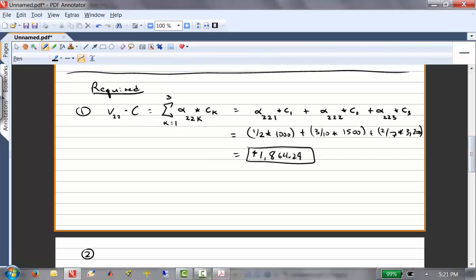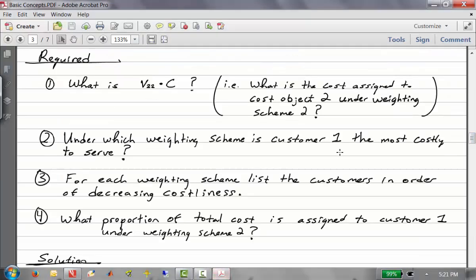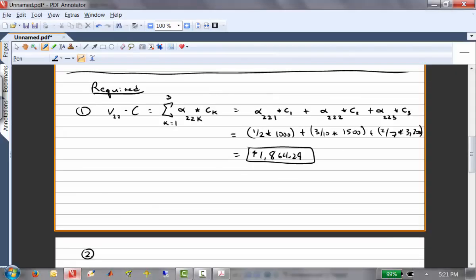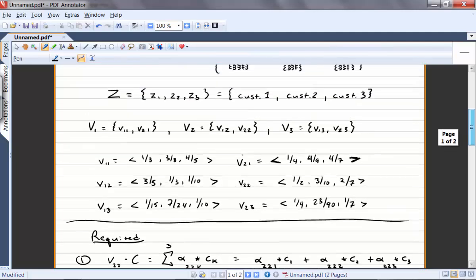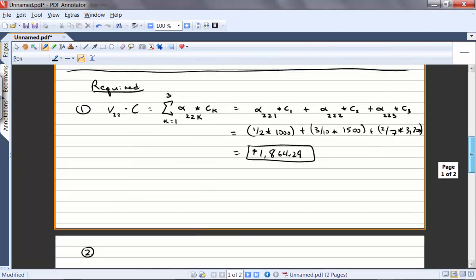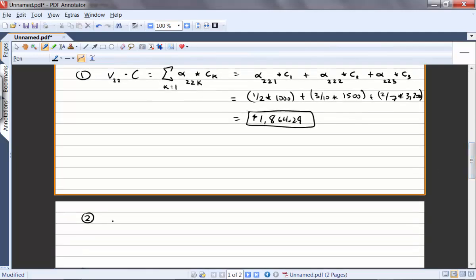The second question is, under which weighting scheme is customer 1 the most costly to serve? So here's customer 1 row, the first row. Here we can either use weight vector 1 or weight vector 2. All we have to do is calculate how much cost is assigned to customer 1 using weight vector 1, how much cost is assigned to customer 1 using weight vector 2, and compare the numbers and see which weighting scheme makes it to where customer 1 is the most costly to serve.